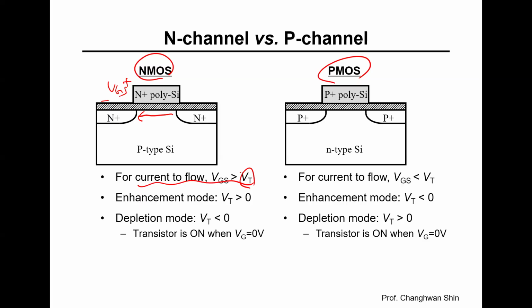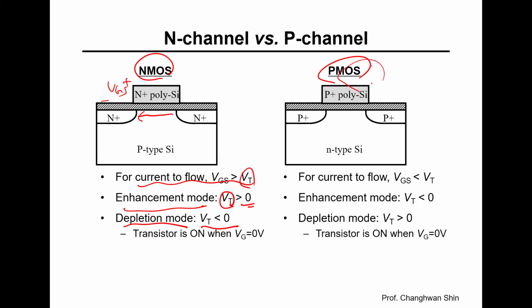In an enhancement mode device, this threshold VT value is positive, meaning you need to apply a positive voltage to turn it on, like a light switch that's normally off until you flip it up. In depletion mode, however, the threshold voltage is negative, meaning the transistor is naturally on unless you apply a negative voltage, which is like a light switch that stays on until you dim it down.